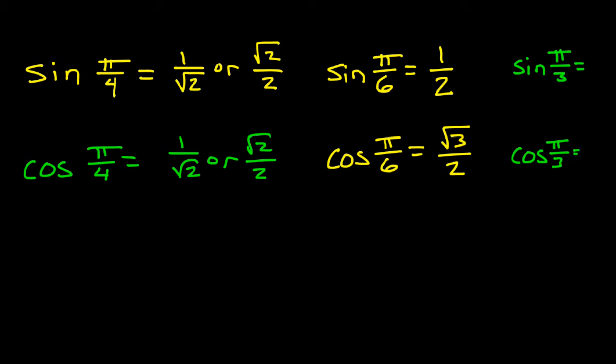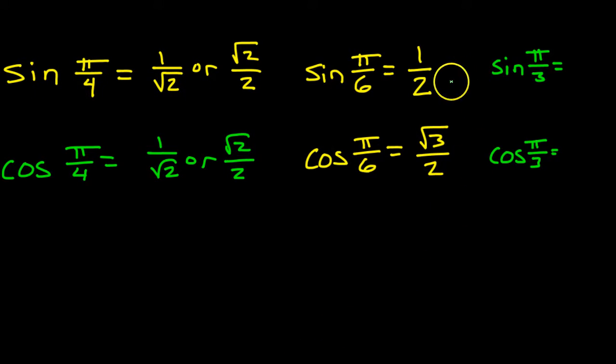The reason why this wasn't something we had to memorize on its own is that these are just going to be the reverse of what we got from the pi over 6 questions. So the sine of pi over 3 is radical 3 over 2, and the cosine of pi over 3 is 1/2. See how they just switch places. That's why you don't really have to memorize them all over again.